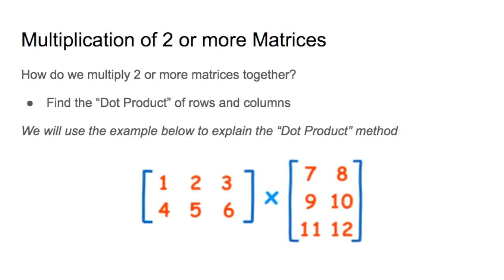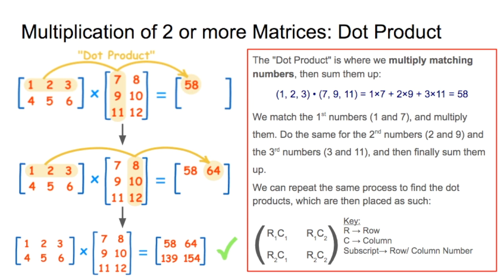Okay, so how do we exactly multiply 2 or more matrices together? So we can do this by finding the dot product of the rows and columns of the matrices, and we will be using the example below to explain the dot product method. So this actually looks very complicated, but in actuality it's quite simple. Basically, the dot product is where we multiply matching numbers and we add them all up.